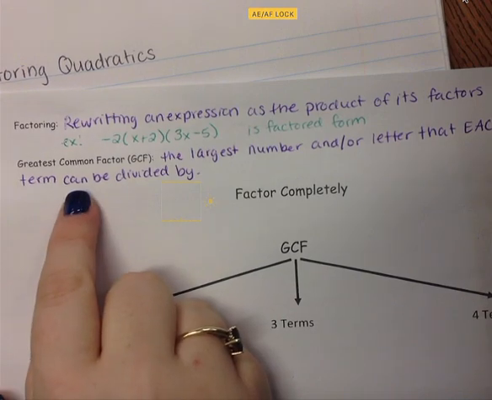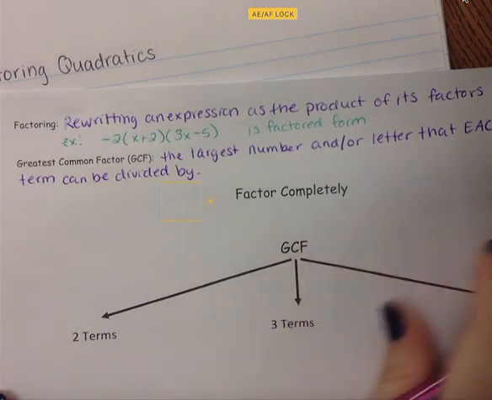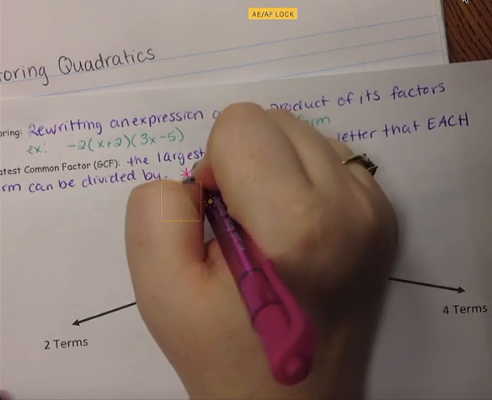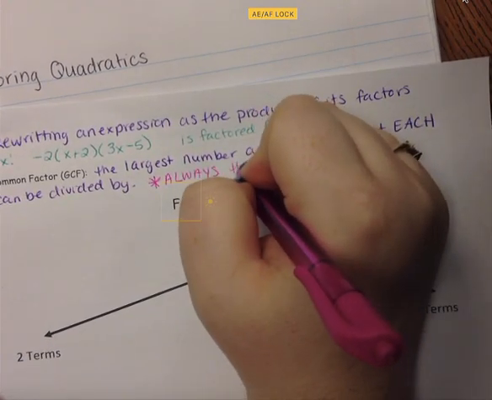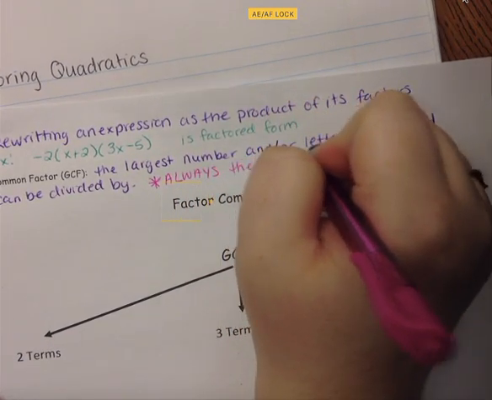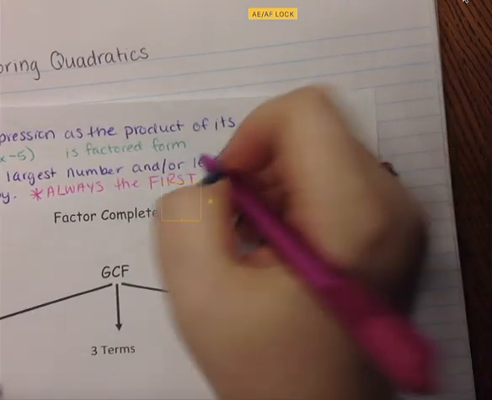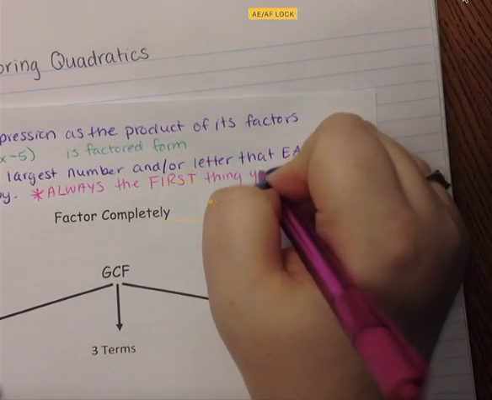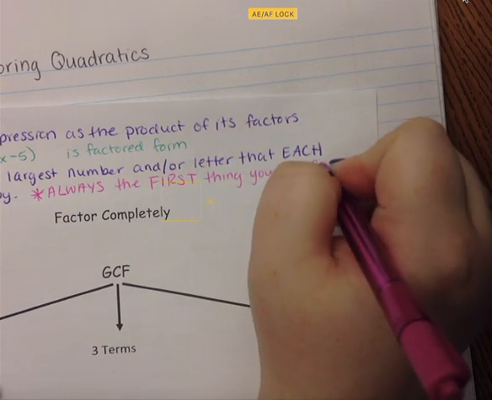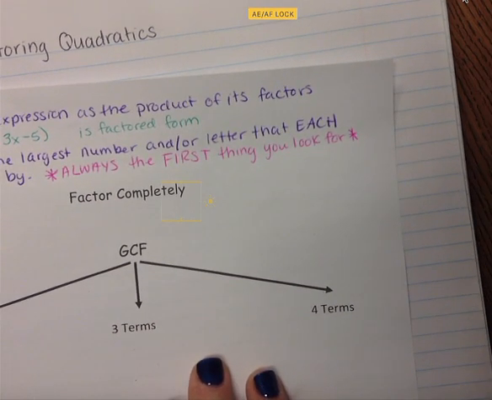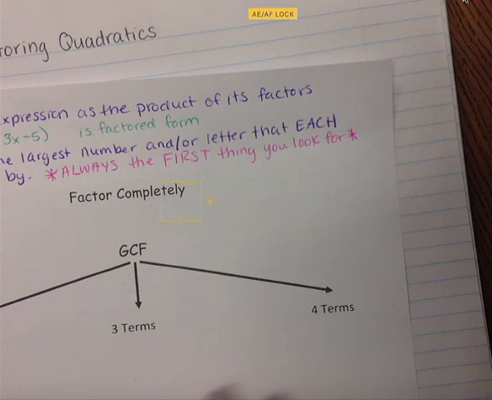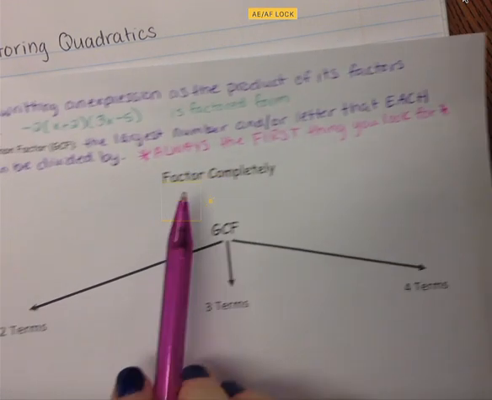The GCF is actually always the very first thing you do. It is always the first thing you look for. You have to find the greatest common factor before you factor the rest of it, because if you end up having factors that are common inside of your parentheses, that means that there is more factoring you can do. And you always want to find the GCF first.